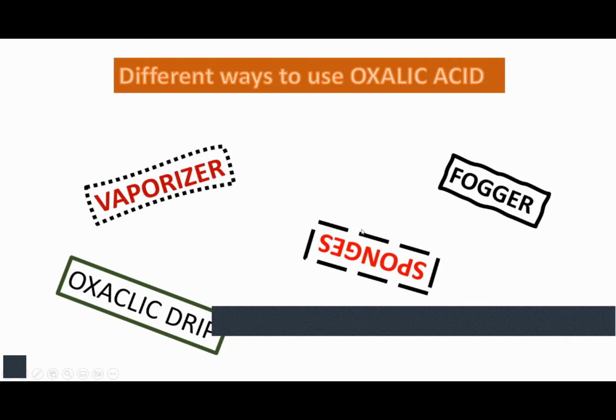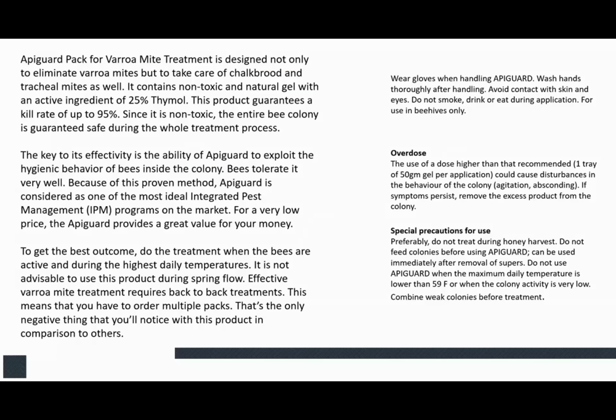And let's see, special precautions. Preferably, do not treat during honey harvest. Do not feed colonies before using Apogard, and you can do that. The reason they don't want you to do that is because a lot of times they'll think about the food and not take care of the gel, and walk through it and move it throughout the hive. When the maximum daily temperature is lower than 59 Fahrenheit, they ask you not to use it, and the activity is low. So they want you to be above 59. And they said to combine weak colonies before treatment.